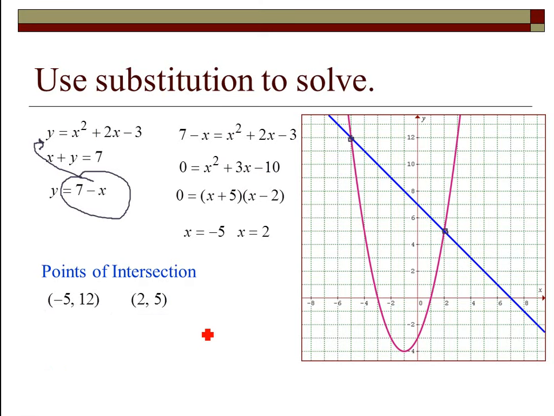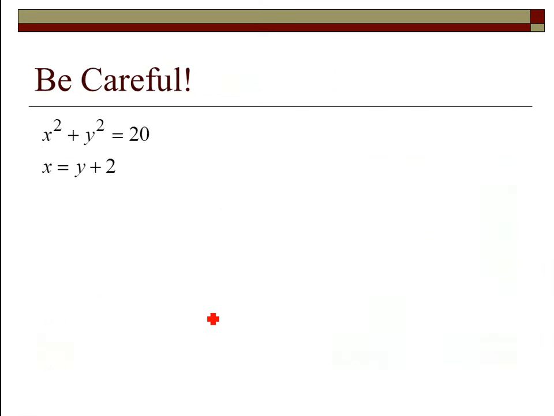Okay, so let's look at another example. Now this one I'm saying be careful, because you have to be a little bit careful sometimes when you're working with it. So we have x squared plus y squared equals 20, and I have x equals y plus 2. Well, I've already got this solved for x, so I'm going to take the y plus 2 and plug it into the x right here. But I've got to be careful. A really common mistake that students make is they think this is y squared plus 4, but it's not. I'm going to do y plus 2 times y plus 2.